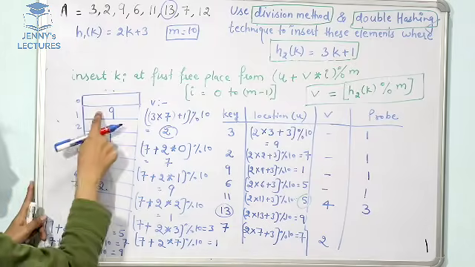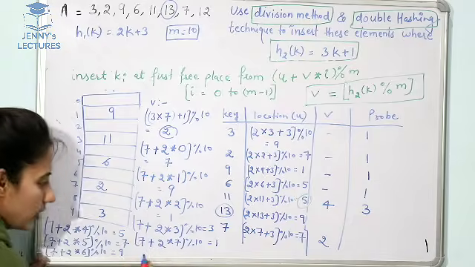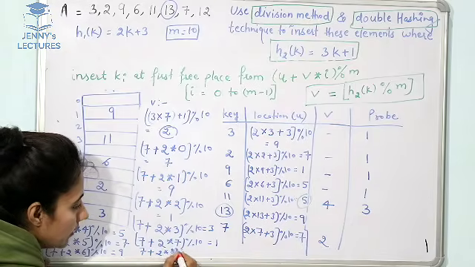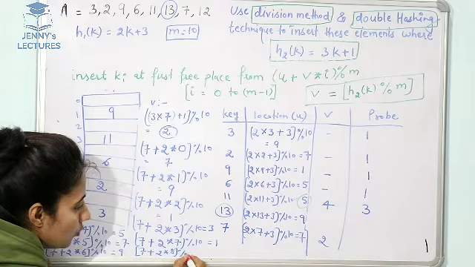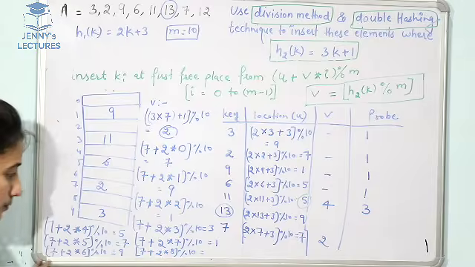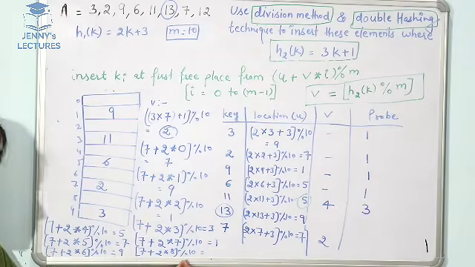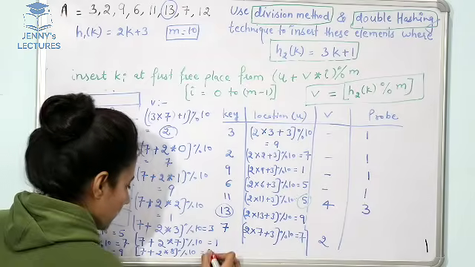1. Go to this place. This one is also not free. Now next is what? 7 plus 2 into 8 mode 10. What is this value? This one is 16, and 16 plus 7 is what? I guess 23. 23 mode 10 is what? 3.